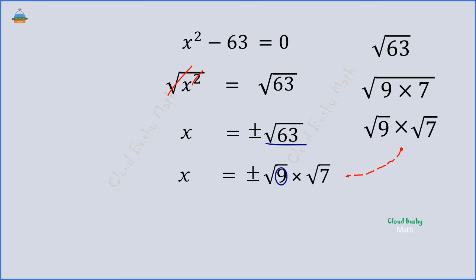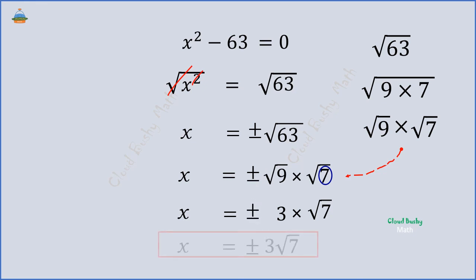Now the square root of 9 is 3. 7 is not a perfect square, and we cannot simplify 7 further. So it means 7 remains under the square root sign. That means x is equal to plus or minus 3 times root 7. That is plus or minus 3 root 7 in short.